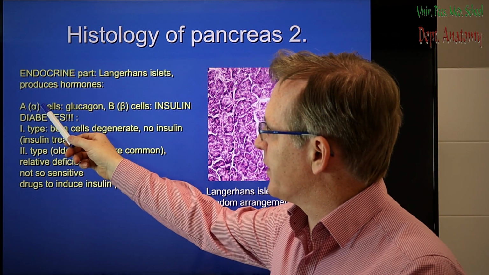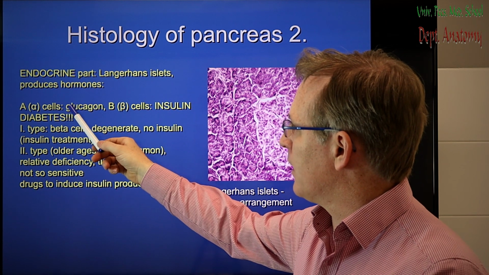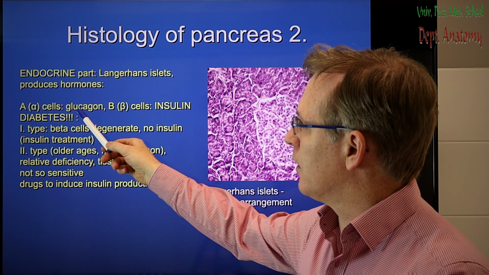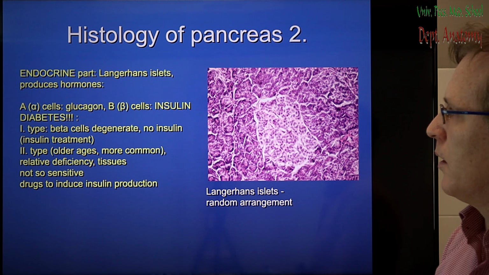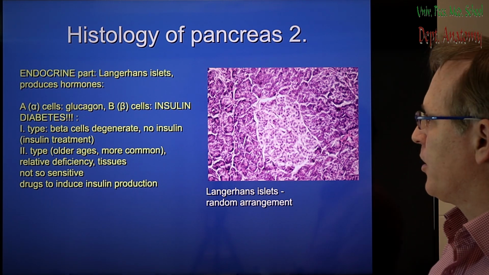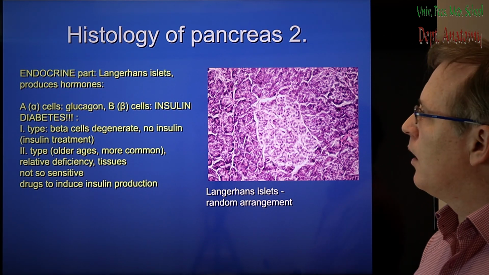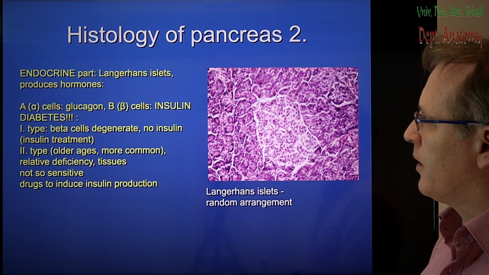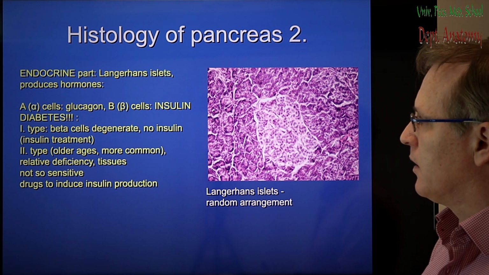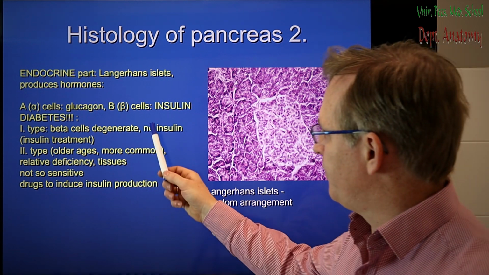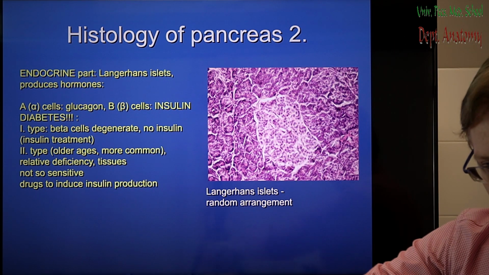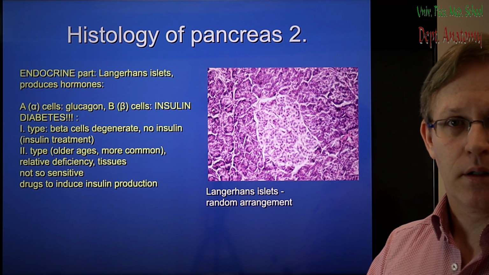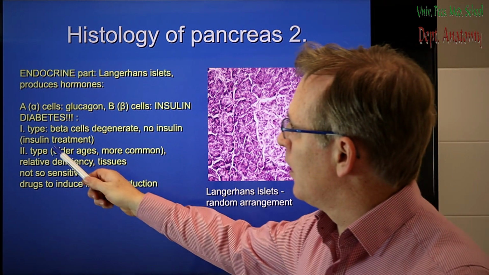The A or alpha cells of the Langerhans Island produce glucagon. The B or beta cells produce insulin, and the D or delta cells produce somatostatin. The insulin decreases the level of the blood sugar.